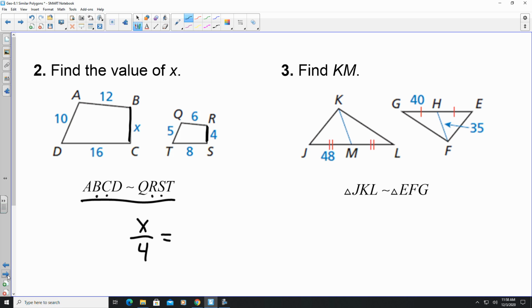To find that unknown, all I've got to do is find something that I do know. So let's say I went with CD, which was 16. That goes on top because that's part of the value of X. And then ST, which is 8, would go here. Do the cross products. I get 8x is equal to 16 times 4, which is 64. Divide that by 8, x equals 8.